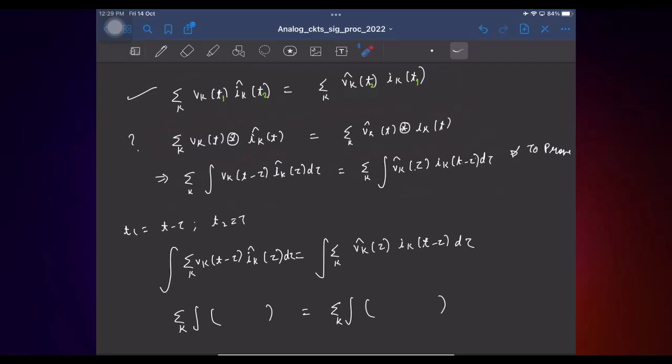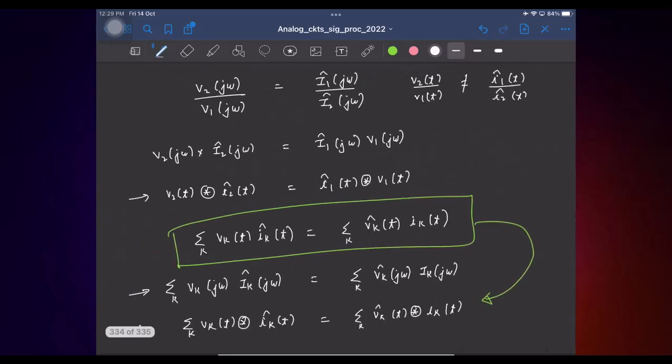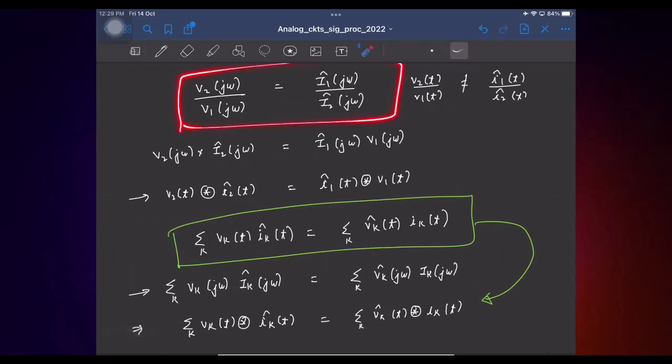That's all. But the only thing I want you to bear in mind is that the moment you have inductances and capacitances, the reciprocity ratios you consider only in the frequency domain. That's all. In the time domain, only the convolved quantities are equal.